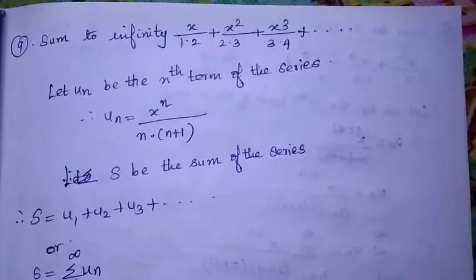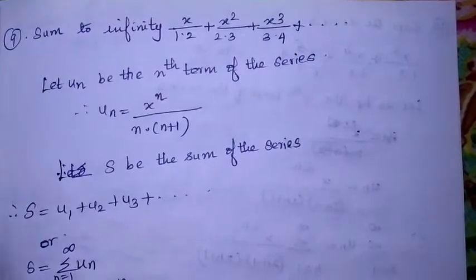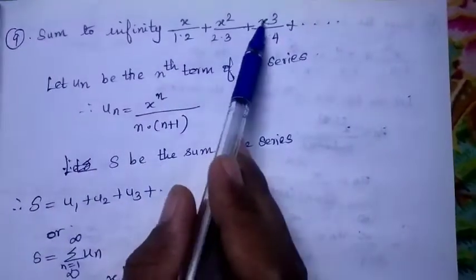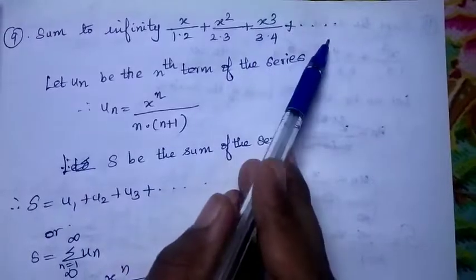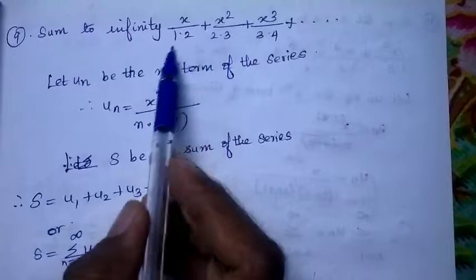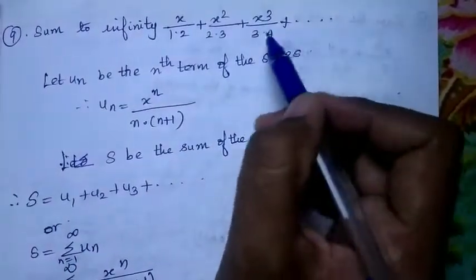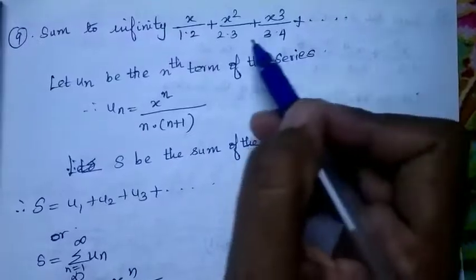Next question is sum to infinity of the series x by 1 into 2 plus x square by 2 into 3 plus x cube by 3 into 4 plus etc. So this is the series given. Now we are going to find the sum of the series, right? Sum to infinity means the series is given up to infinity. So we have to sum the given series, right?